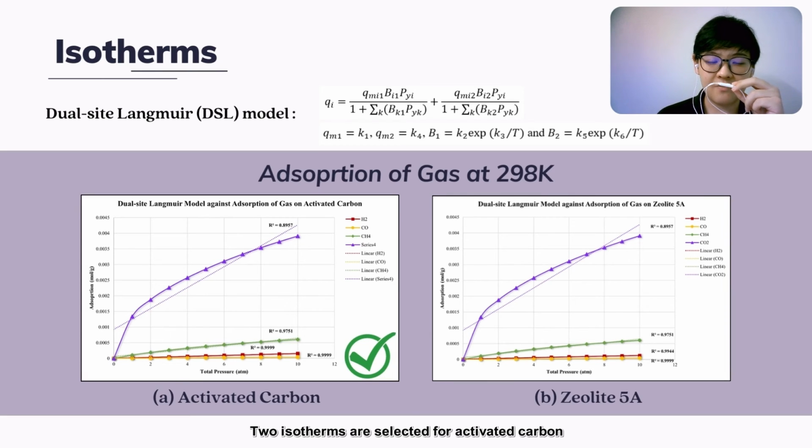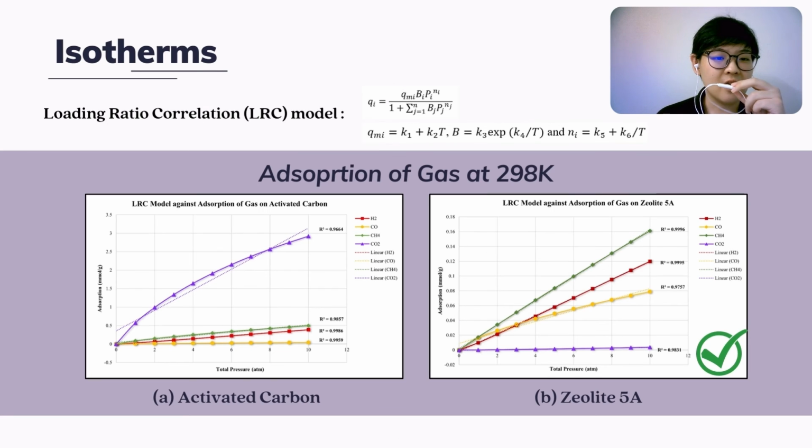Two isotherms are selected for activated carbon and zeolite 5A respectively. The Dual Site Langmuir DSL model with the formula shown is selected for activated carbon. For H2, the DSL model for adsorption of gas on activated carbon has the best fit of data. The value of R squared is 0.9999. For zeolite 5A, the loading ratio correlation LRC model with the formula shown is selected as the best fit of data on zeolite 5A, obtained with an R squared value of 0.9995 for H2.